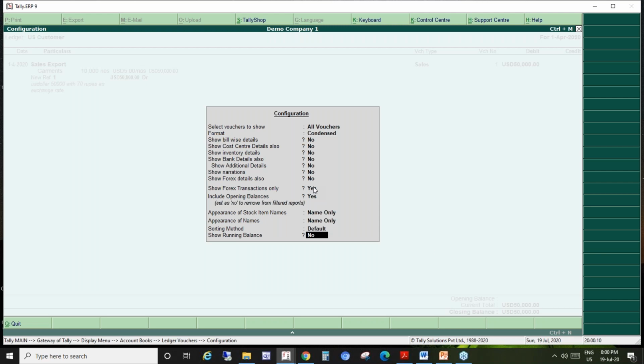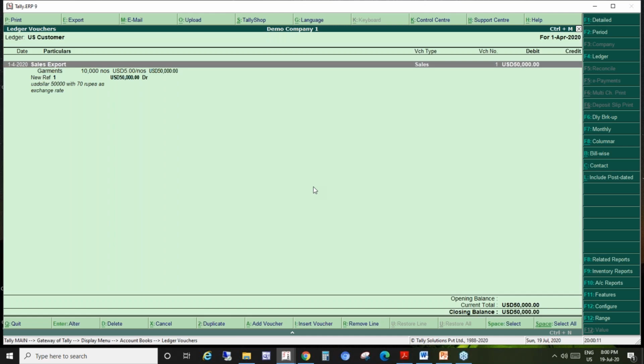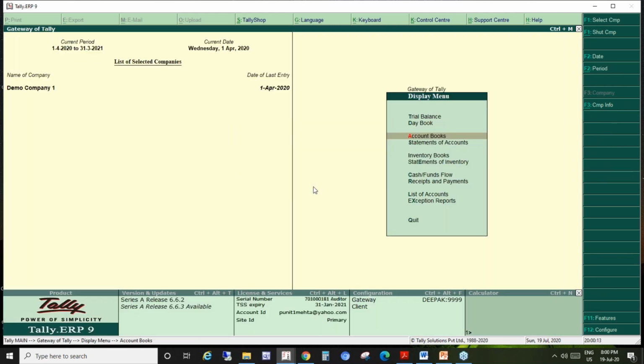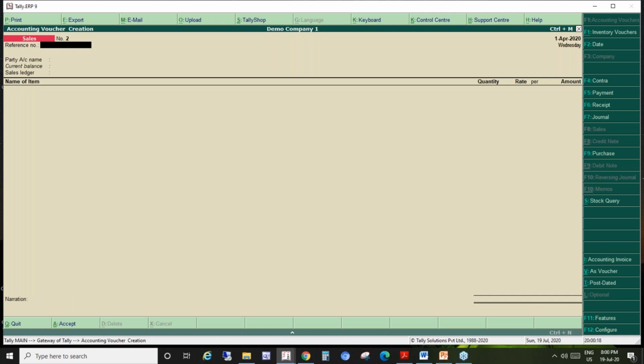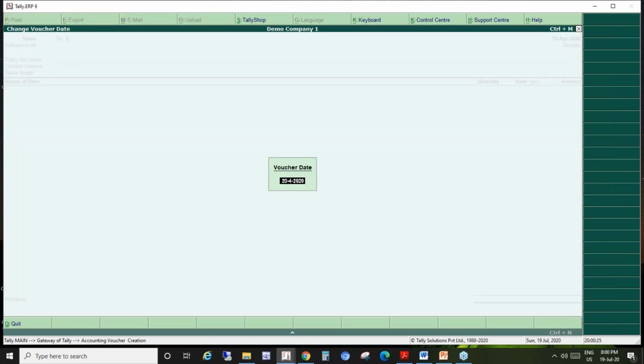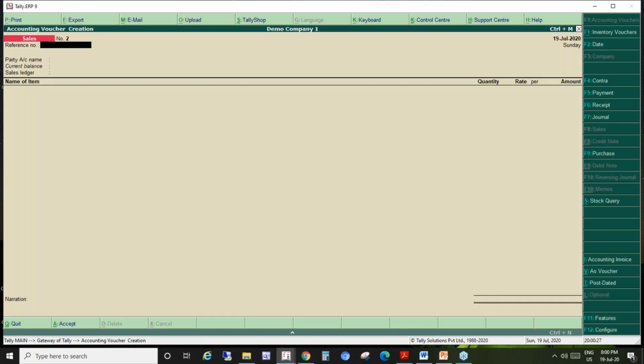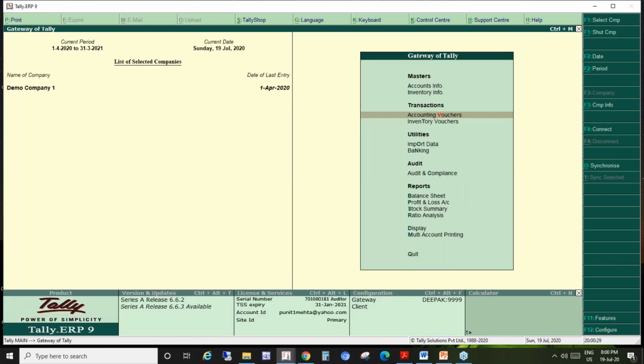Now, coming to what Amit Bhai said, that this money in the month of July, we have not created a bank account. We'll go and create a bank account. Ledger, create.